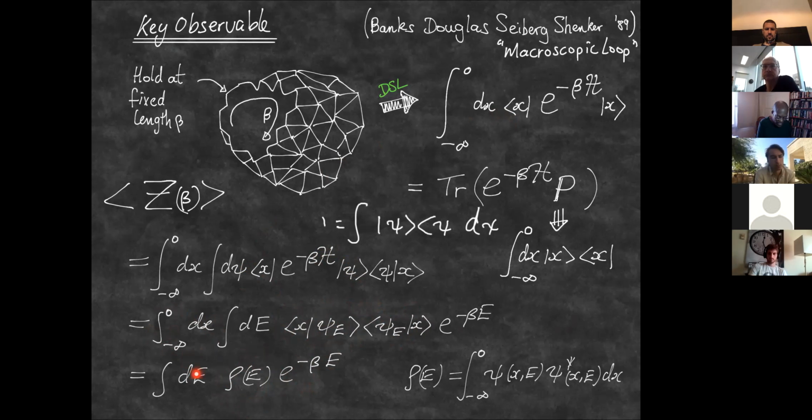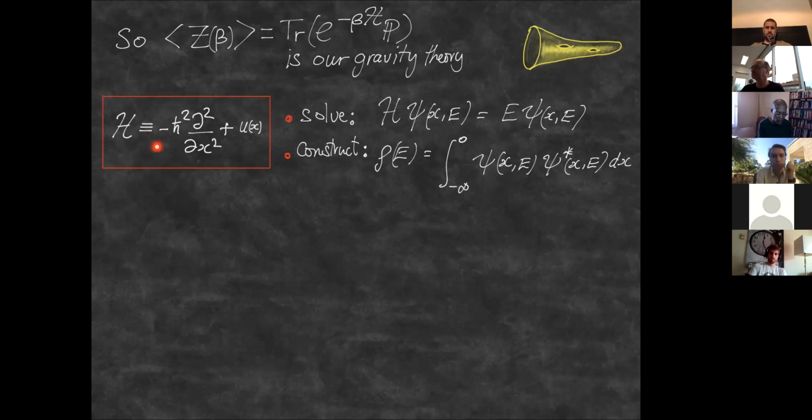Now we have the theory we started with, where I have some sum over random surfaces with some fixed loop of length beta. So this is the thing we need. This is the thing we're going to use to define our gravity theory. And these are now all the ingredients. I have this quantum mechanics. If I fully solve the full quantum mechanics of this problem and construct this beast, I will get the full spectral density perturbatively and non-perturbatively.